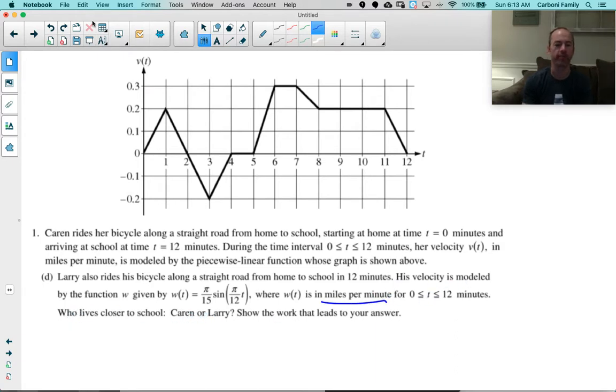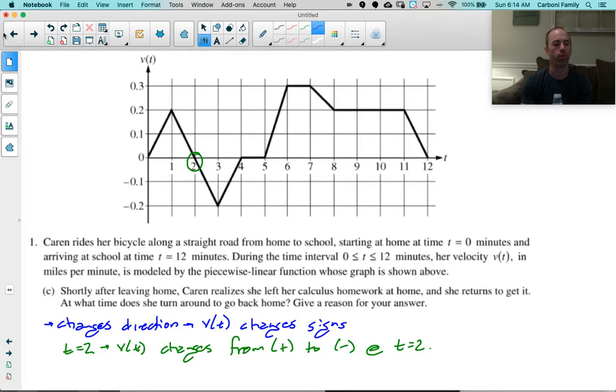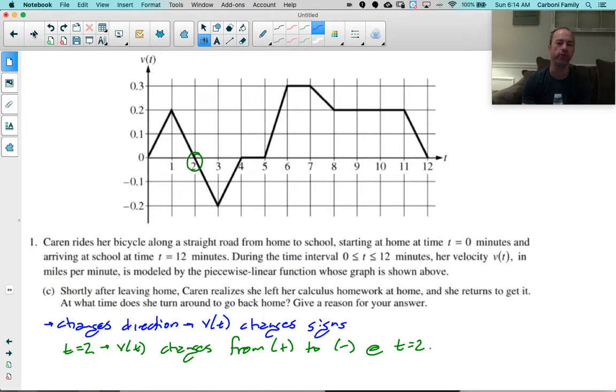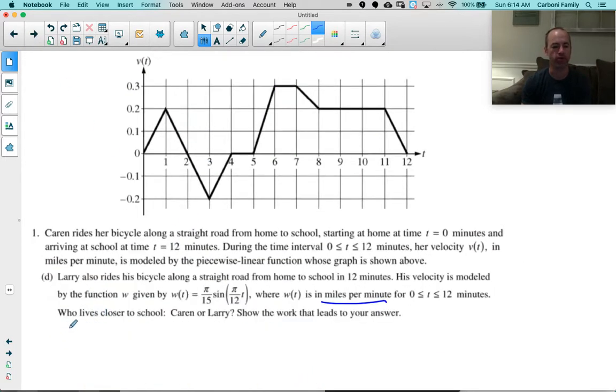Now, what you have to be careful of here is in part B, when I found this integral, that was the total distance, not the net distance from school, because we do have some back and forth motion that we would have to account for. And so if you want the displacement, what we're actually going to need to measure is 0 to 12 of the normal velocity, the non-absolute value. And that one would represent Karen. And then Larry, his distance from school would be 0 to 12 of W of t.